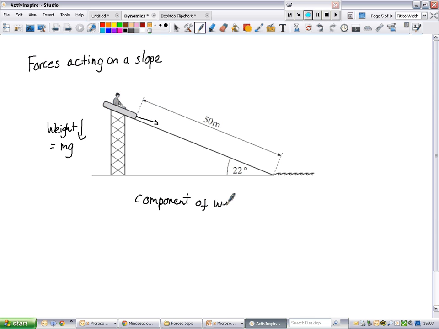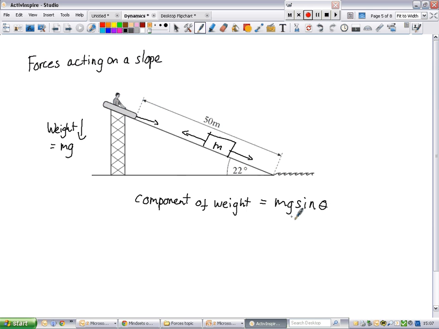Because how the object will move doesn't just depend upon its weight, it also depends upon the angle at which the slope is sitting. The component of weight is equal to mg sine theta. We can draw force diagrams for objects on this slope, and indicate the forces acting down the way and the forces acting up the way, in the same way as we would for any other dynamics problem.